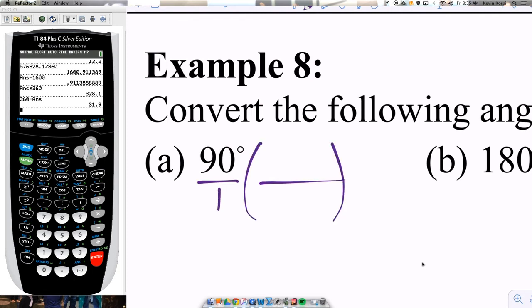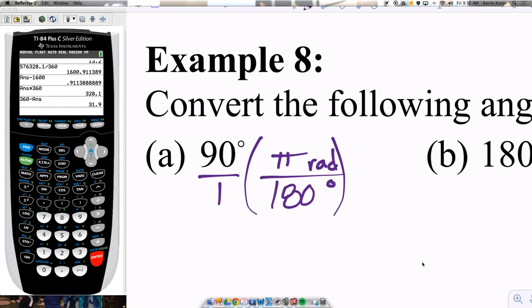If you want degrees to be gone and you have them in the top, then you need to have a factor of degrees in the bottom. If you want radians to appear, they need to be in the numerator. So now it's either going to be pi over 180 or 180 over pi. What is it here? Pi over 180. And of course, the math works out. What's 90 over 180? 1/2. So you have 1/2 times pi, or pi halves.